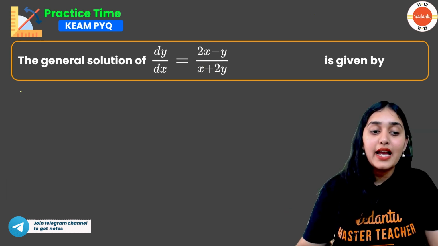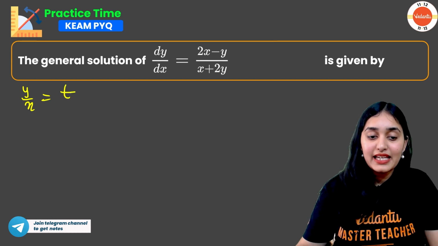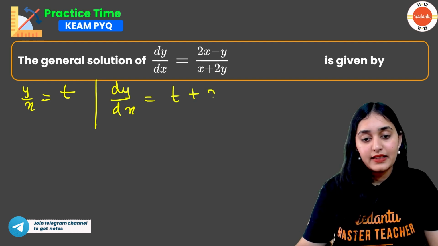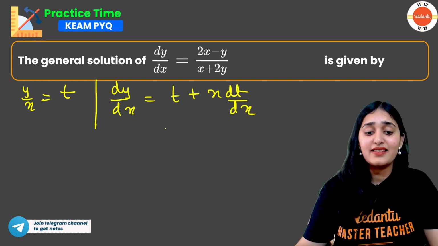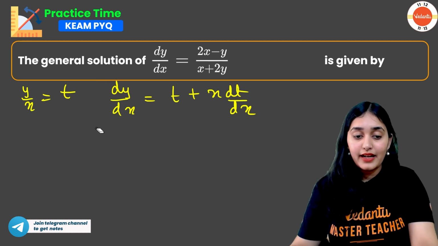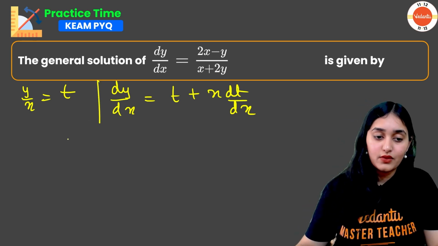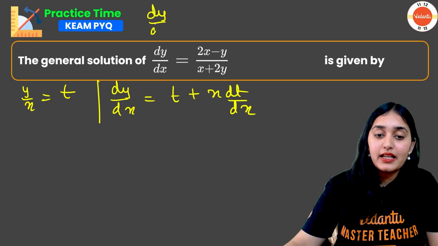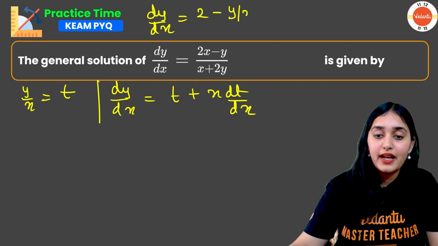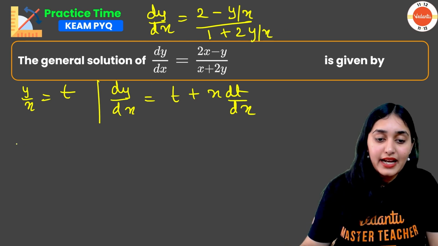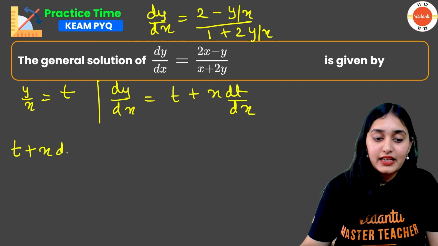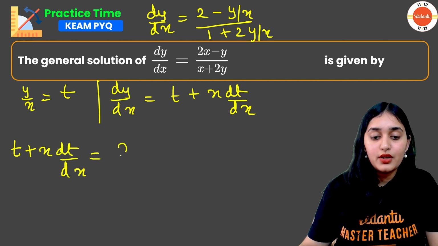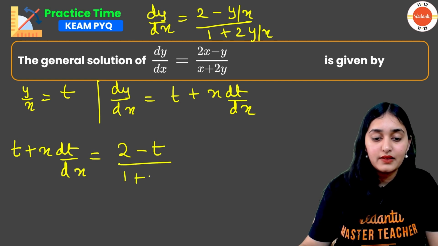Now, what I will do? I will put y by x is equal to t. Therefore, dy by dx will be t plus x dt by dx. Just memorize this. Don't need to derive it always. You will not have that much time. Just memorize this. Okay. Now put everything in the formula. So dy by dx, our equation is dy by dx is equal to 2 minus y by x upon 1 plus 2y by x. Put y by x as t. So you get t plus x dt by dx is equal to 2 minus t upon 1 plus 2t.